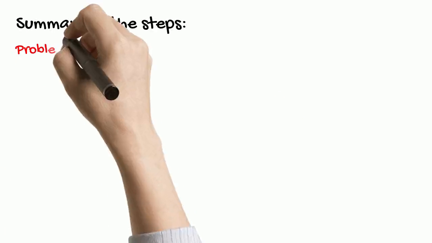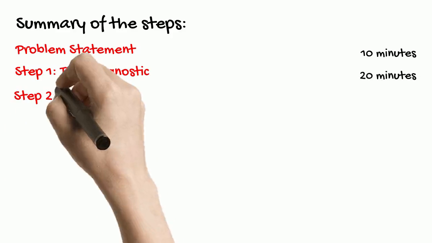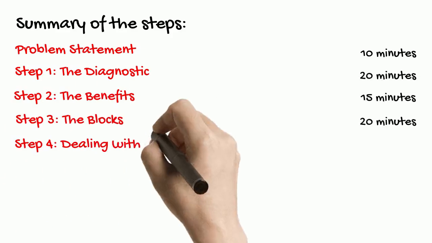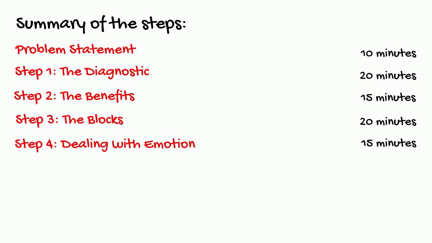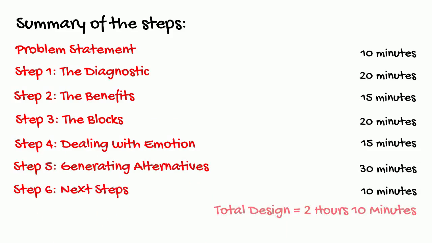Here is a summary of the steps with the time needed for each. Problem statement. Step 1, the diagnostic. Step 2, the benefits. Step 3, the blocks. Step 4, dealing with emotion. Step 5, generating alternatives. And Step 6, the next steps. The total design takes 2 hours and 10 minutes.